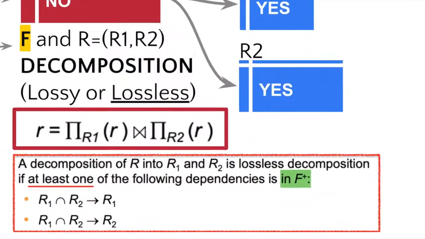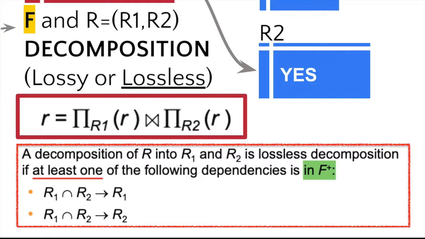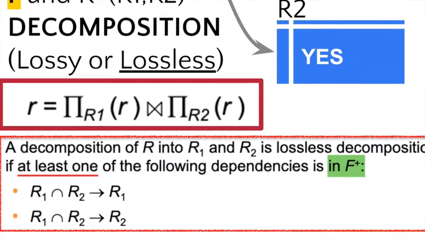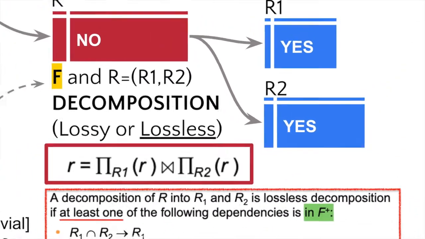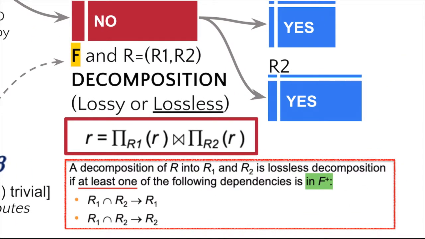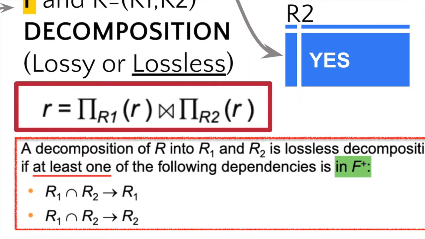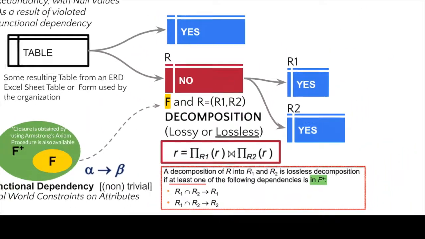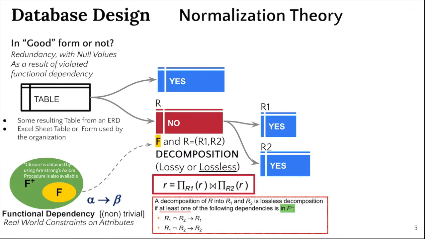The second method is by performing this. Okay, I need to check the common attributes of R1 and R2, and then I can get some set of attributes and then identify if these are part of the closure of F. So, at least one lang sa dalawang na-compute mo na functional dependencies ang dapat member ni F+. So, that's one way of showing that a particular decomposition is lossless. Again, the ideal case is that it should be a lossless decomposition.